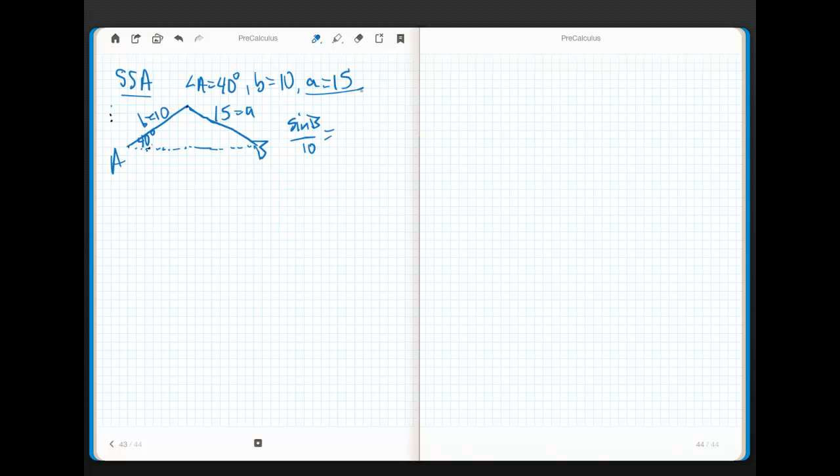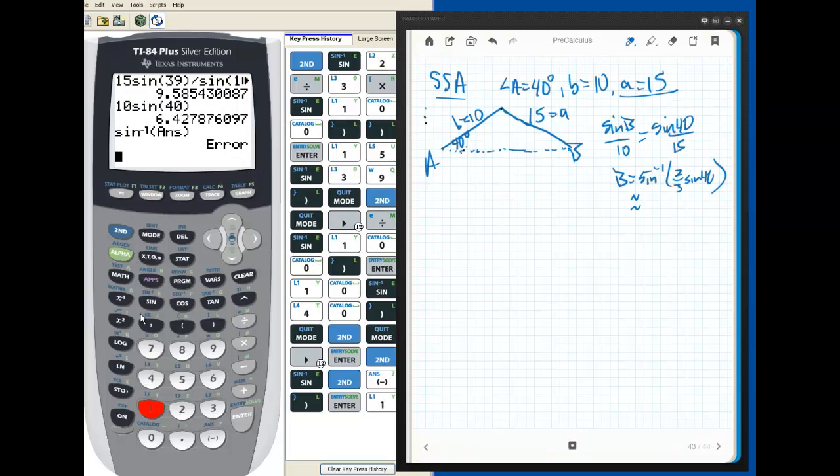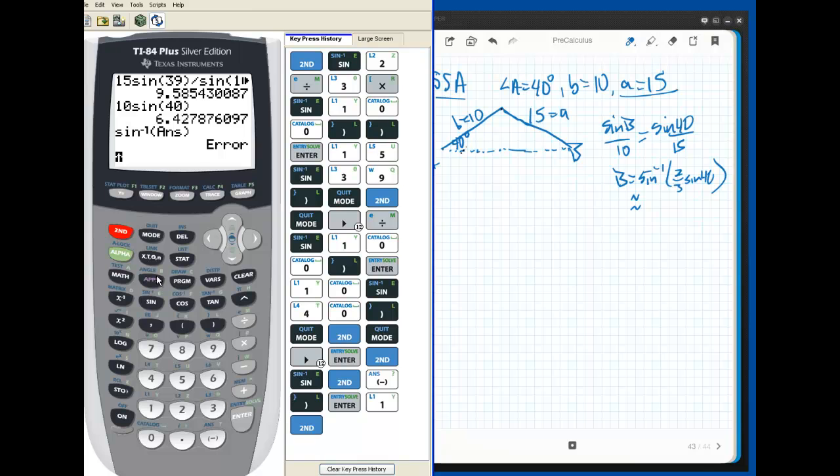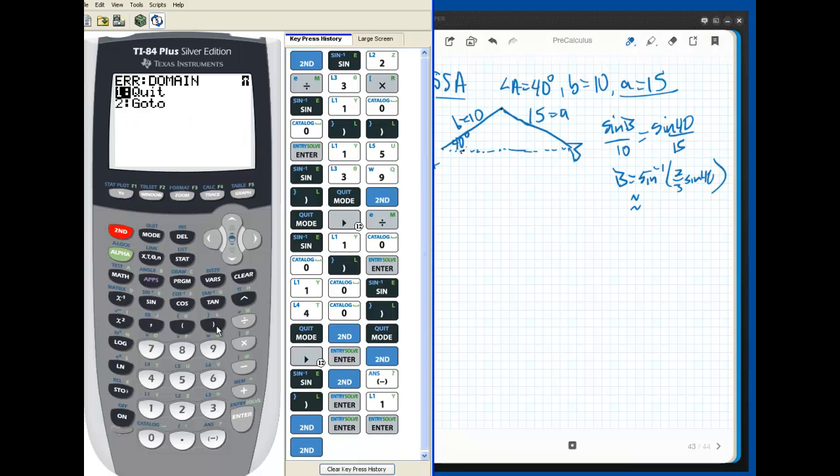Sine B is to 10 as sine 40 is to 15. I know that B is equal to the inverse sine of 2/3 sine 40, right? 2/3 sine 40. I might even have that in my calculator. So this is approximately equal to, I think I do... oh crud, never mind. Well, I'm going to have to do it by hand, bummer.